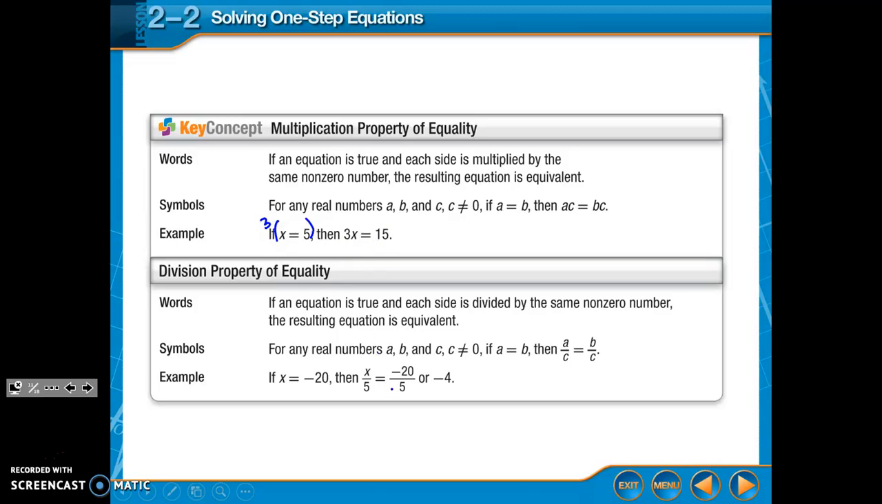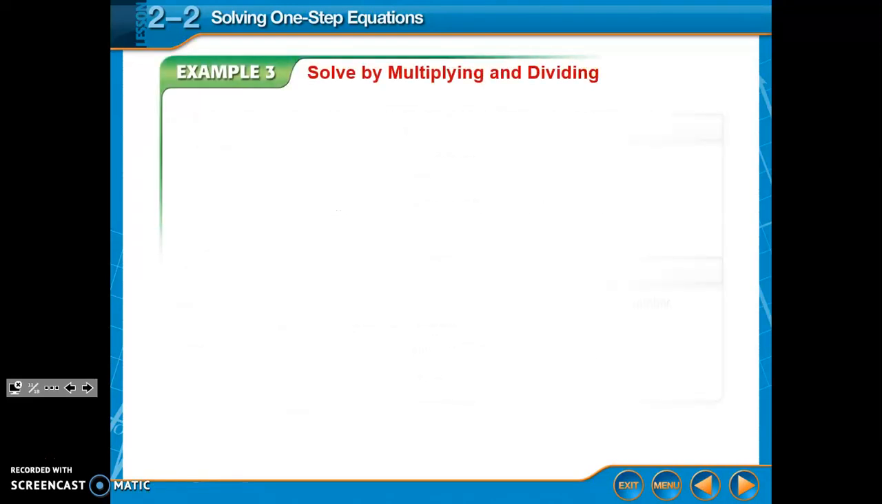And I can do the same thing with division. So if I have x equals negative 20 and I decide I want to divide both sides by 5, I get x over 5 equals negative 20 over 5 or negative 4. So that still works. So these properties say that as long as you're doing the same thing to both sides of the equation with multiplication, addition, subtraction, and division, then it's okay.